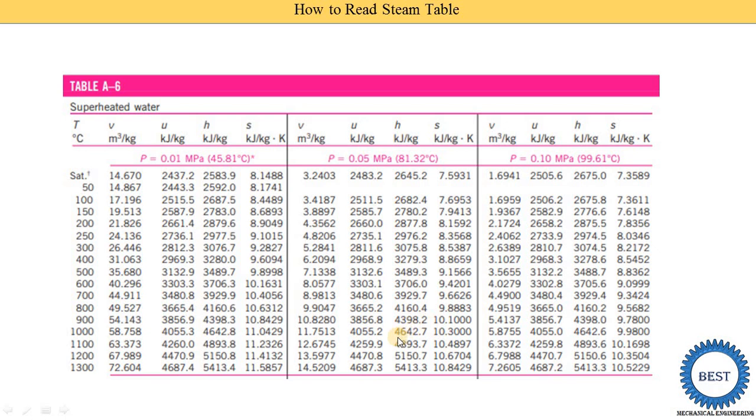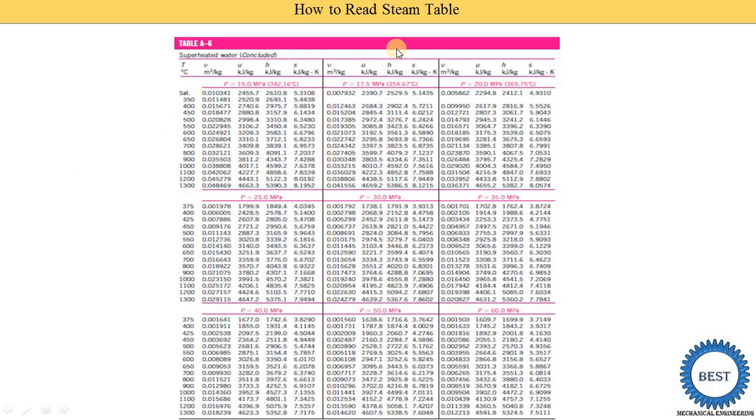The simple thing is that for superheated water we require two parameters, pressure as well as temperature. Now you see the other tables, which cover up to 60 megapascals: 15, 17.5, 20, 25, 30, 35, 40, 50 and 60 megapascals. So 3 to 4 pages are given for superheated water.